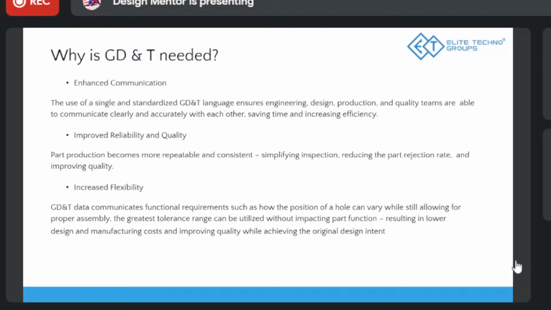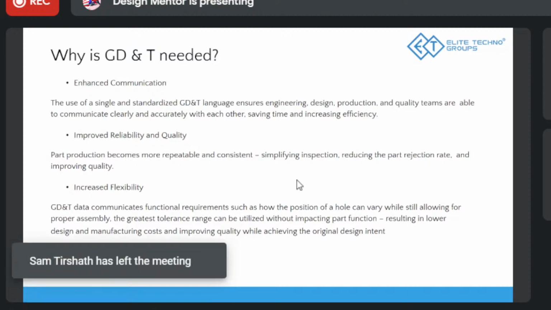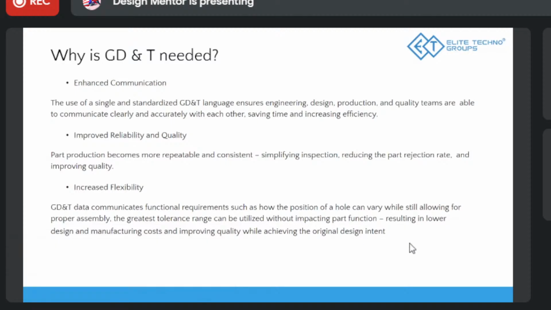Then we have increased flexibility. So that is also a part where GD&T can help. When you go deeper into GD&T, you'll learn how giving certain types of tolerances to a certain component can help you when you're assembling it.